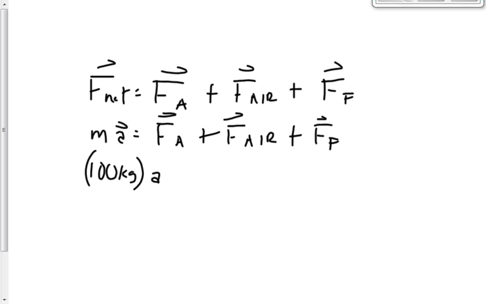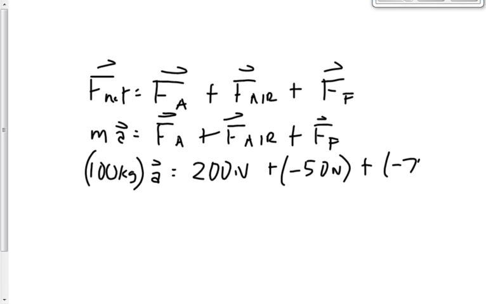We don't know what the acceleration is. Presumably, that's what we're trying to find. FA in that example was 200 newtons, and it was to the right, so we're going to make it positive. F air, the force of air resistance, is 50 newtons to the left, so we're going to make that negative. Same thing as subtracting, right? Force of friction was 75 to the left, we'll make that negative as well. So 200 plus neg 50 plus neg 75 gives me on the right-hand side 125.